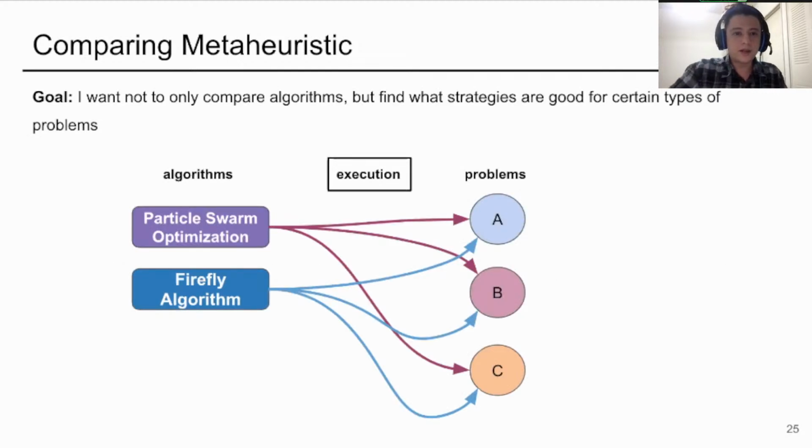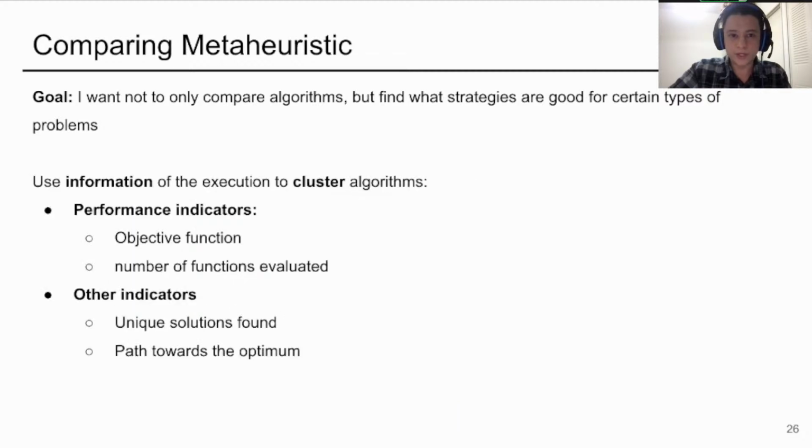So what am I doing right now? I have algorithms and I have problems, and I link together the algorithms and problems. This link is the execution. So I run, say, PSO on problem A, problem B, problem C. Now I can use this information from those executions to classify the algorithms.